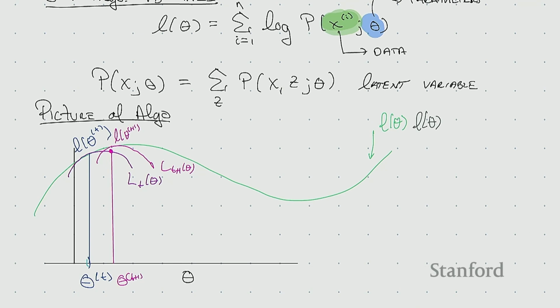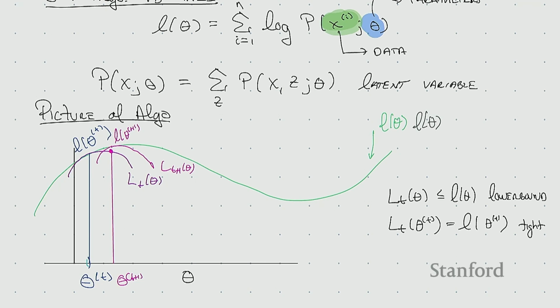Let me write those two things, okay? So first, Lt of theta is going to be less than L of theta. We'll call this the lower bound property. Lt of theta t is going to be equal to L of theta t. We sometimes call this the tight property. Okay? Our hope is Lt is easier to optimize than L.